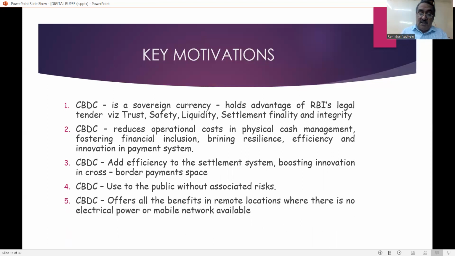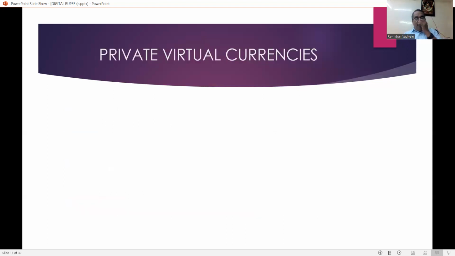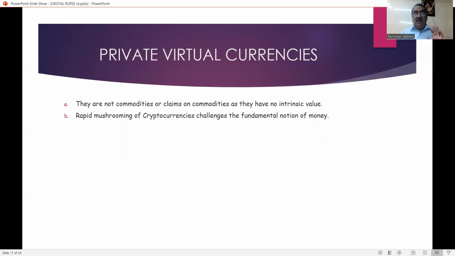And CBDC offers all the benefits in remote locations. Suppose you do not have power or a mobile network, there also you can use this CBDC digital rupee. Now, we are going to discuss private virtual currencies, nothing but cryptocurrencies. They are not commodities or claims on commodities, they have no intrinsic value because it's only a coin. You say that this is 1 lakh rupees, I can say that this is 10,000 rupees, because it has no intrinsic value.